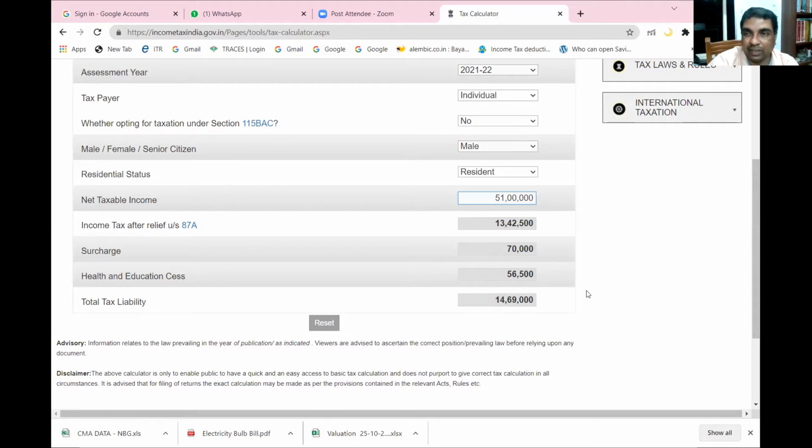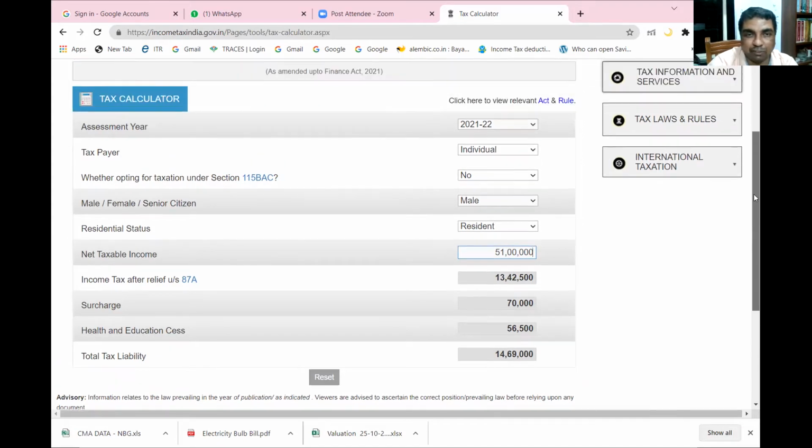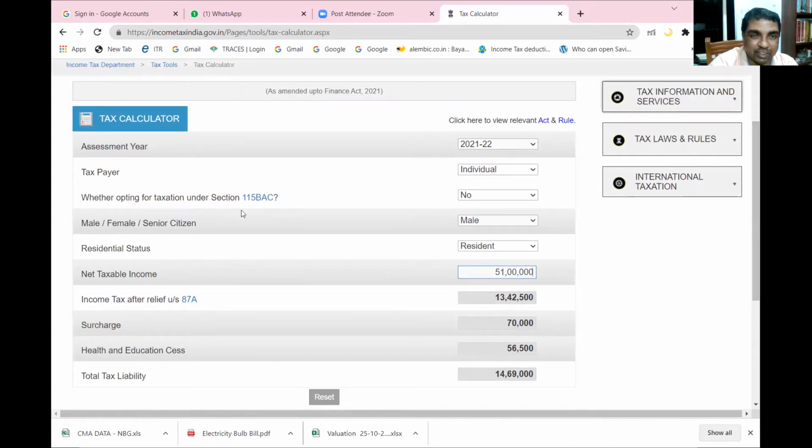Okay. Now today I was supposed to explain this concept. What is this section 115BAC, which I have made it no, right? So this is in fact an option. It's a new scheme, whether we are opting for the new scheme or not. Right? What is that? We'll be learning shortly. But a few more things let me explain in the meantime.